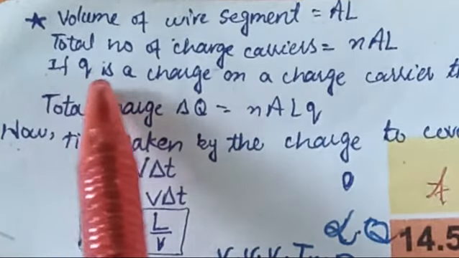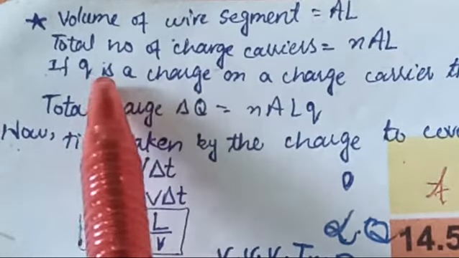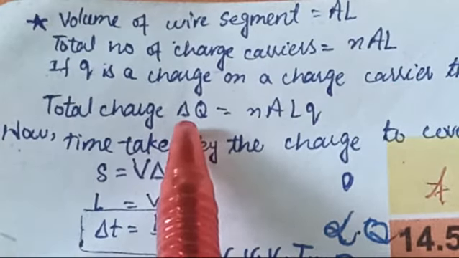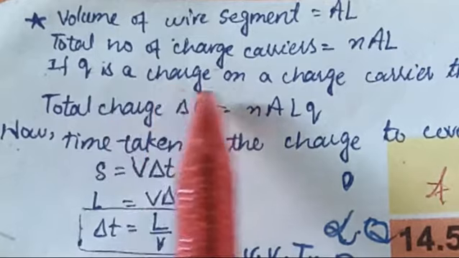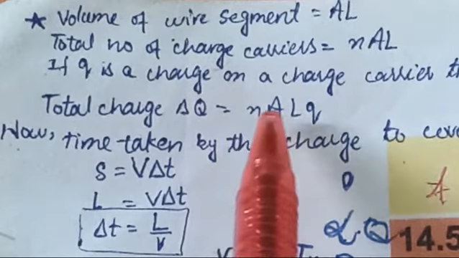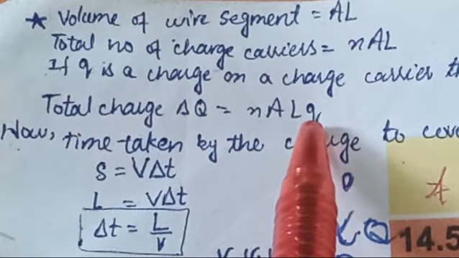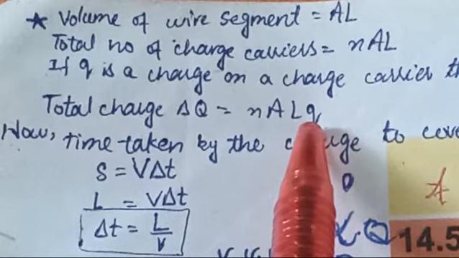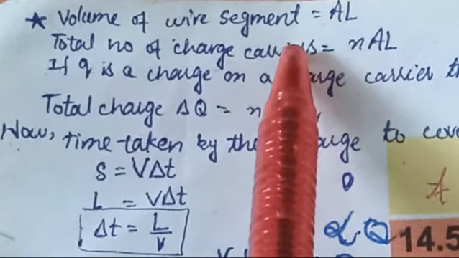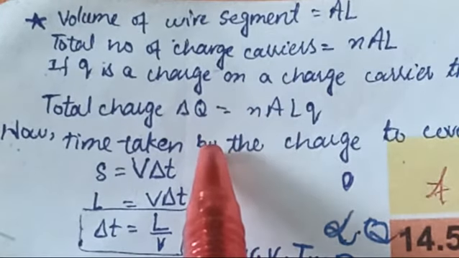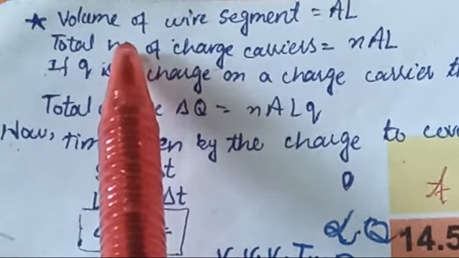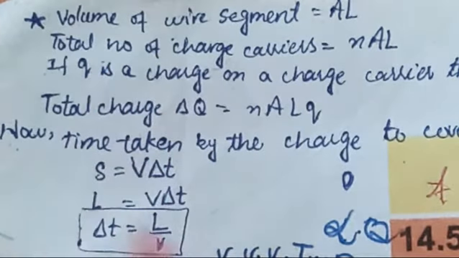And thirdly, if q represents the charge on a charge carrier, then the total charge is delta Q equal to nALq. n is the number of charges per unit volume, AL is volume, and q is the charge on each charge carrier. For example, 5 coulomb charge on each charge. We have discussed the first step, second, third, and now we are going to the fourth one. I have written these steps here in simple wording so that you can easily understand these mathematical explanations.